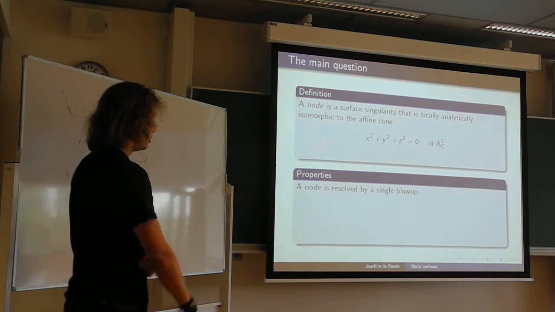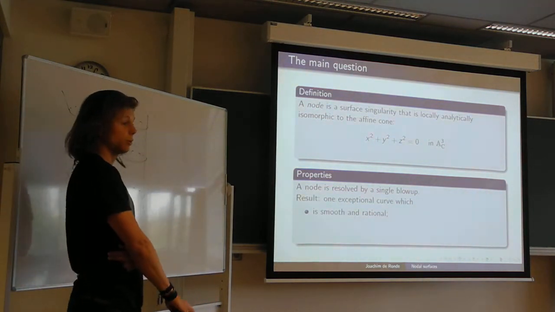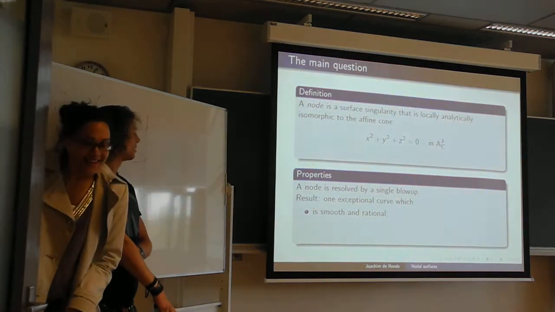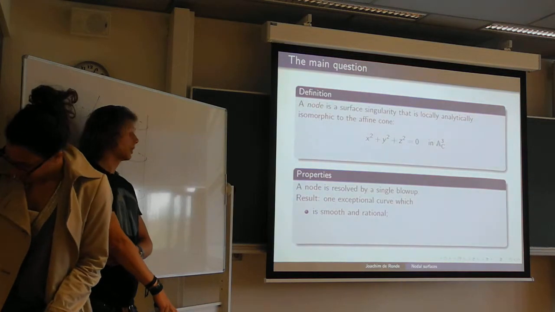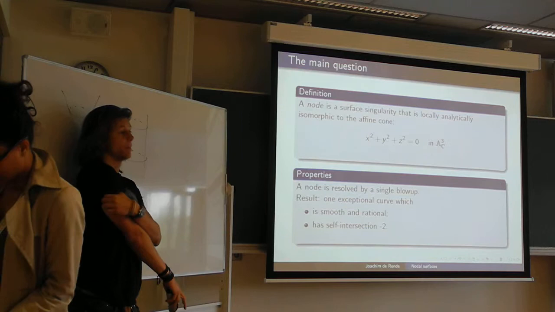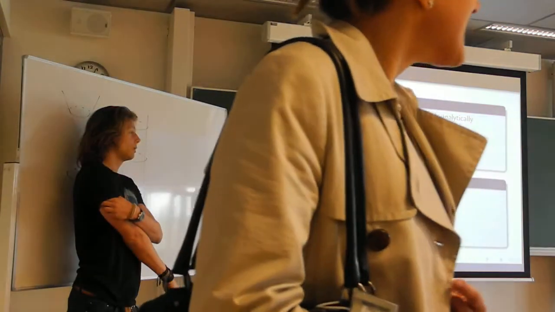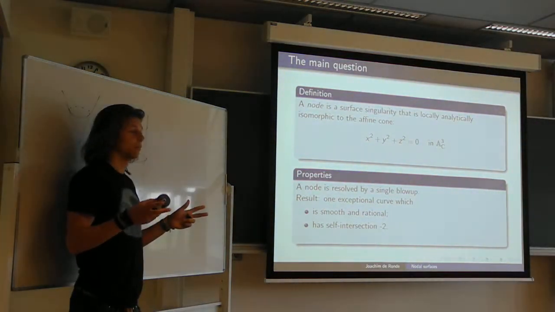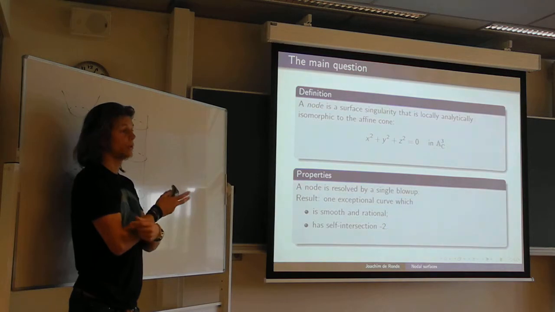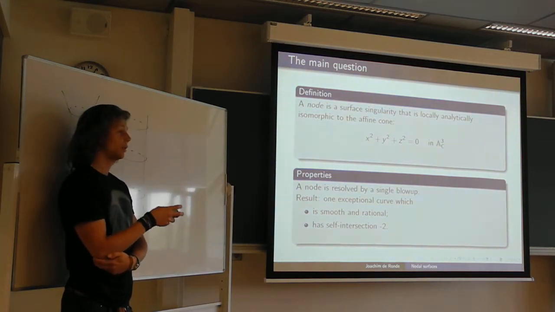What happens if you blow up a node? You get one so-called exceptional curve. It is smooth, it is rational. It's therefore isomorphic to the projective line, P1. And it has self-intersection -2. For the people unfamiliar to the notion of self-intersection, well, one can, of course, look at curves on a surface. One can count its intersection points. If one does so with multiplicity, one obtains a theory of intersection on a surface.